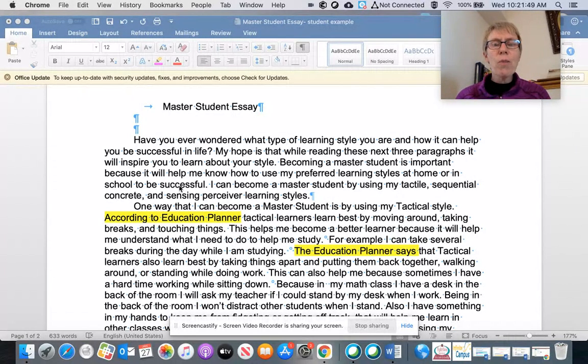Just like your persuasive paper you wrote in the fall, you will need an introduction or a hook, something that hopefully captures your reader's attention. And here's what this person wrote. "Have you ever wondered what type of learning style you are and how it can help you be successful in life? My hope is that while reading these next 3 paragraphs, it will inspire you to learn about your style. Becoming a master student is important because it will help me know how to use my preferred learning styles at home or in school to be successful. I can become a master student by using my tactile, sequential, concrete, and sensing perceiver learning styles."